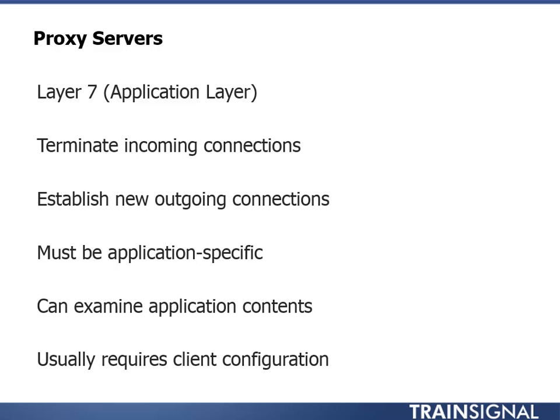Proxy servers, being layer 7, have to have intelligence at that level. So you could use them to proxy a web server connection, but that doesn't mean that you could use it to proxy an FTP connection or a file server connection or an instant messenger connection. However, because they work at layer 7, they can examine application contents and look at URLs and the different files that you're retrieving and even the contents of a web page that you're looking at.